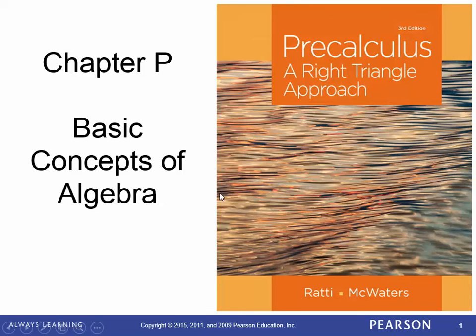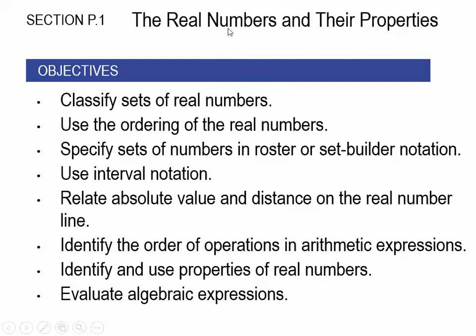And so in this particular section, we're just going to deal with real numbers and their properties. Just a quick review of all the types of numbers we use, the notation that we use, the absolute value concept, the distance concept, and the order of operations. Again, very, very basic as we start off.